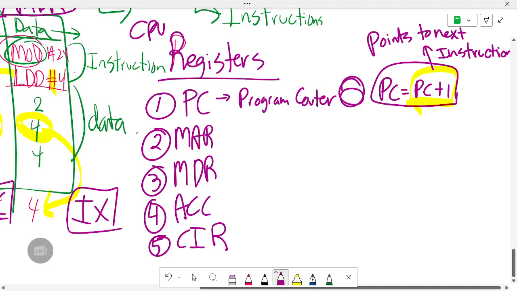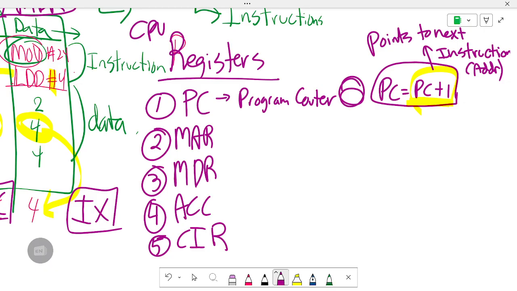Does everyone understand the PC counter? It saves the next instruction to be done. Okay, the next address basically. The next address, sorry, the next instruction address.